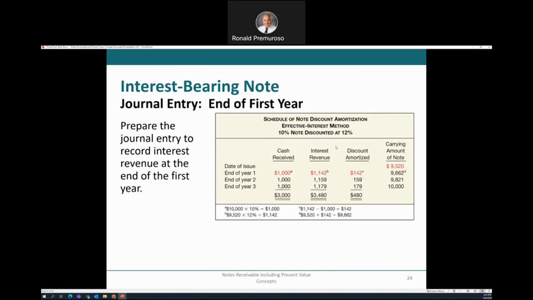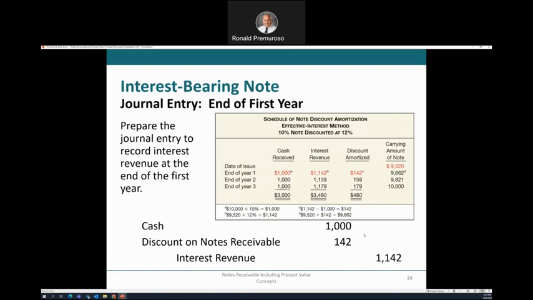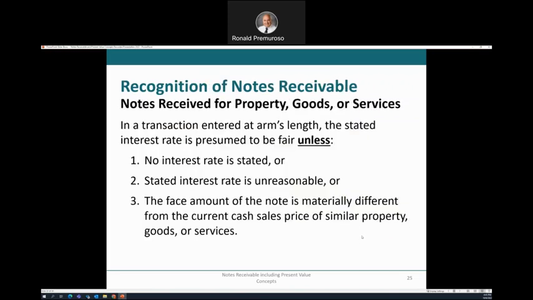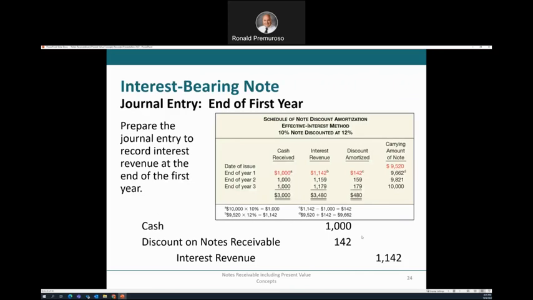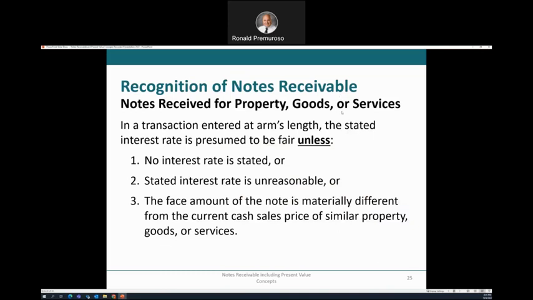So the journal entry here in the first year to record the interest revenue would be, you're going to get a check, right, for $1,000. That's the 10% stated interest rate on the note times $10,000. You're going to debit discount on notes receivable. That's the amortization of the first year of the discount on the notes receivable, and credit interest revenue. Okay, so please study those particular examples very carefully.